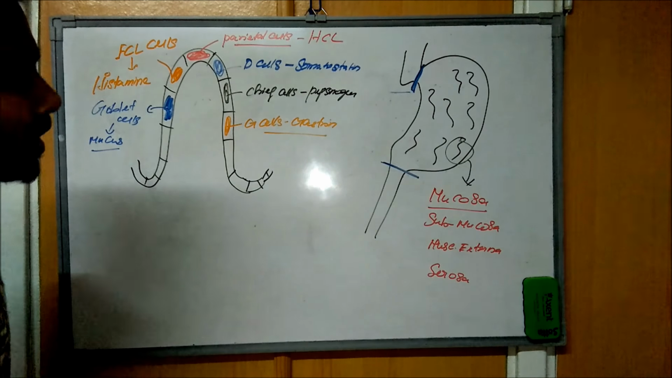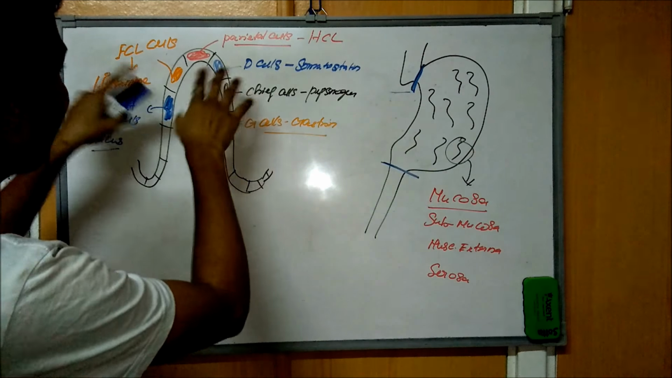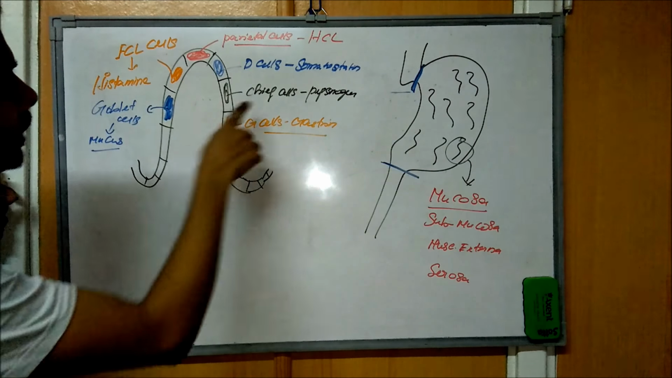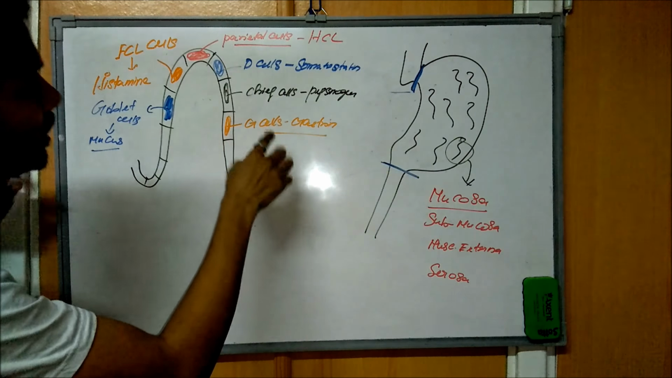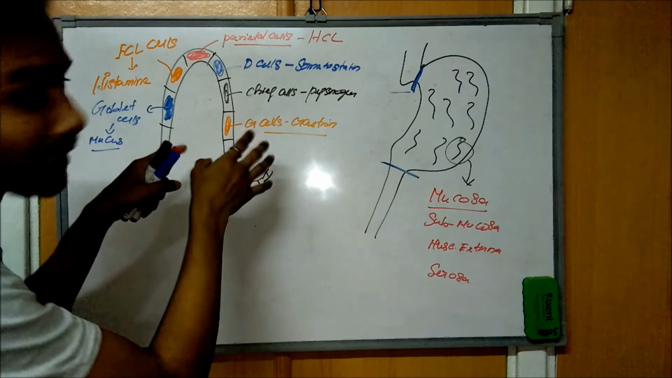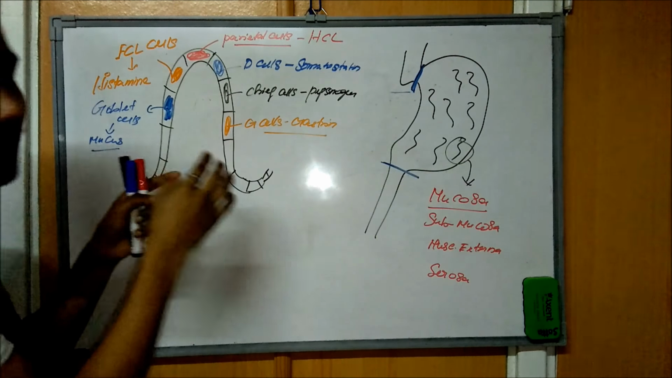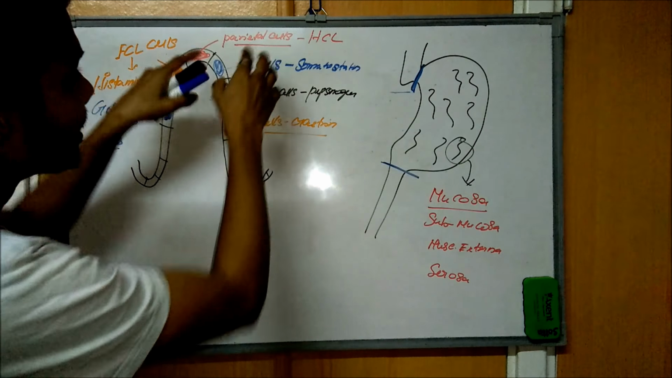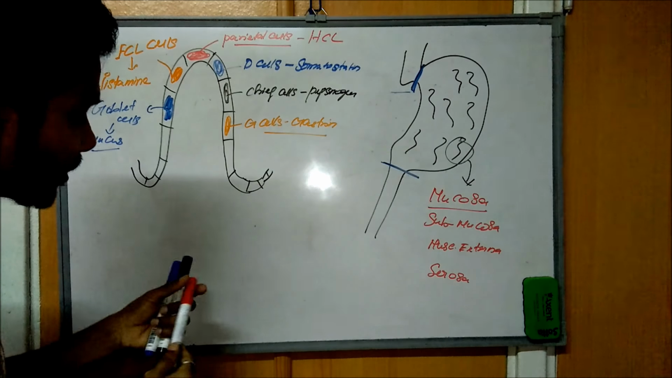So these are all ECL cells, and then D cells, chief cells, and G cells. These cells are interlinked with one another, which is used to stimulate the production of parietal cells.